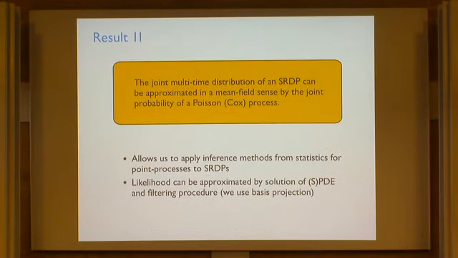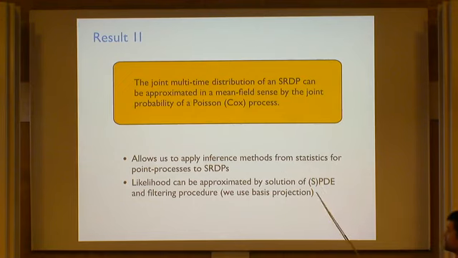And this gives us the second result: the joint multi-time distributions of a stochastic reaction-diffusion process can be approximated in a mean field sense by the joint probability of a Poisson or Cox process. And we have a stochastic partial differential equation for the intensity field. This is really nice because we can now use it to do inference. For Cox processes, we know how to do inference, so we can use methods from statistics, for the first time as far as I know, for our chemical reaction systems. In particular, the likelihood can be approximated quite straightforwardly.